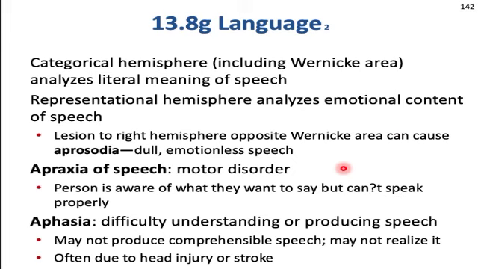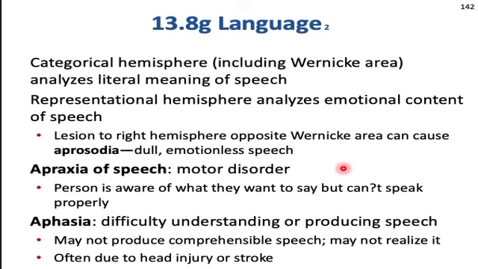Language is going to involve our categorical hemisphere, which, depending on the individual, is either going to be the left or the right, but in most people, it's the left hemisphere of the brain. The representational hemisphere is going to pick up on the emotional content of the speech, right? A lesion to the right hemisphere, opposite Wernicke's area, causes aprosodia, which is dull, emotionless speech. Apraxia is a motor disorder where the person is aware of what they want to say, but they can't speak it, while aphasia is difficulty understanding or producing speech.